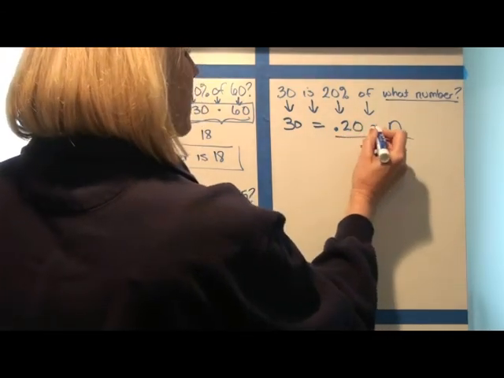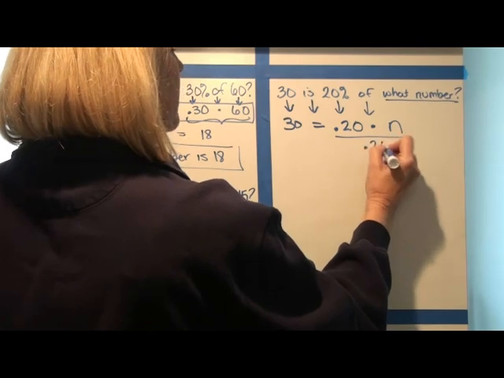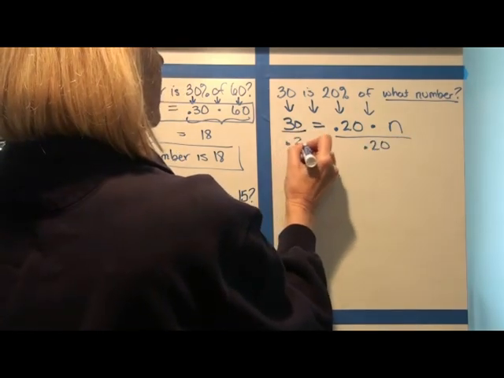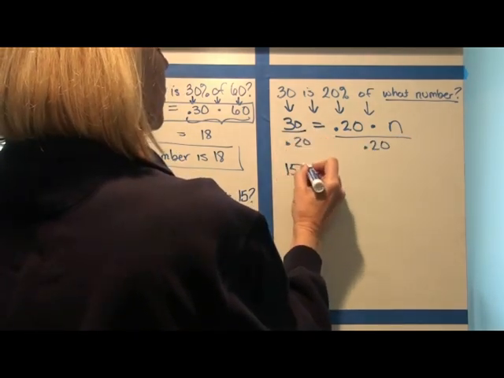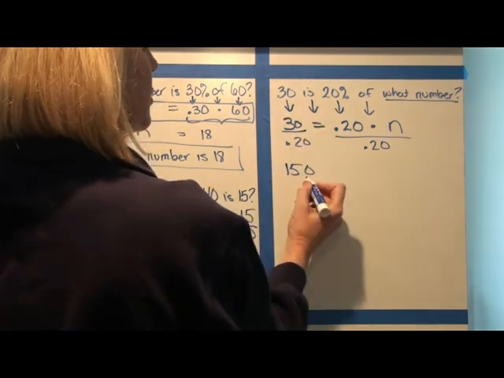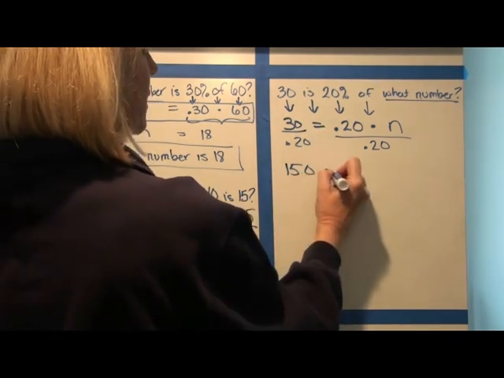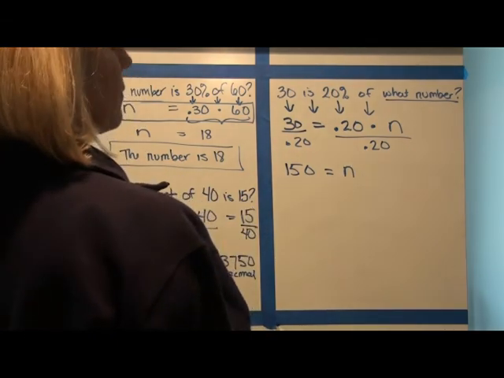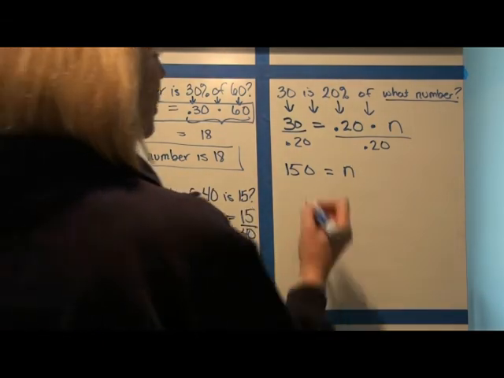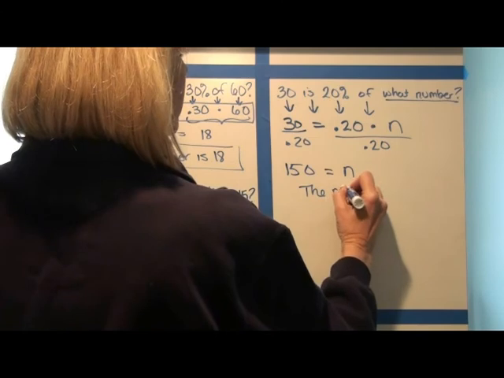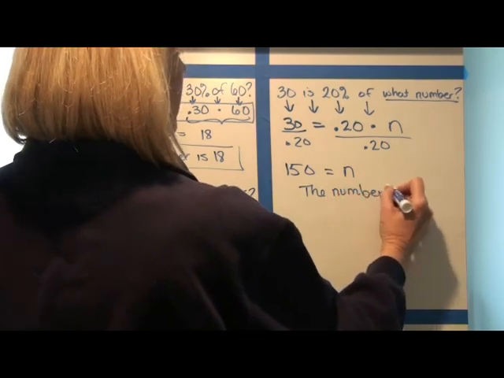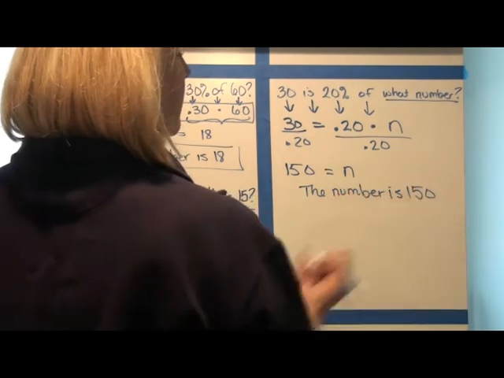We divide because that's multiply. We divide both sides. When we use our calculator, we get 30 divided by 0.2 is 150 equals n. We again need to answer the question. The number is 150.